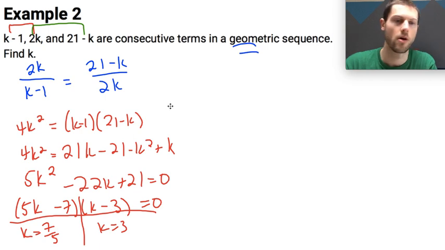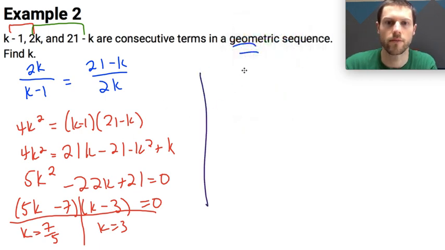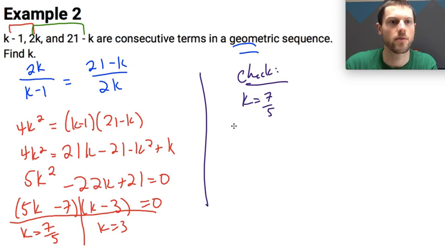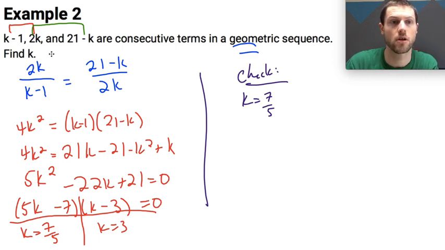and it's always important to make sure that they both work. So let's check both of these things. I'll do my check over here. Let's check k equals 7/5 first. I can check this by plugging k into my initial sequence, and then we'll see if it's geometric.